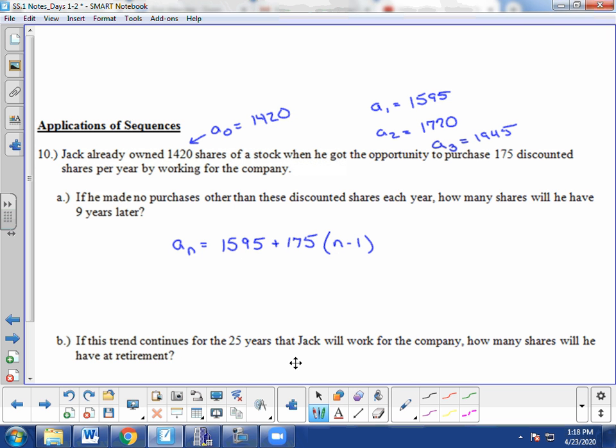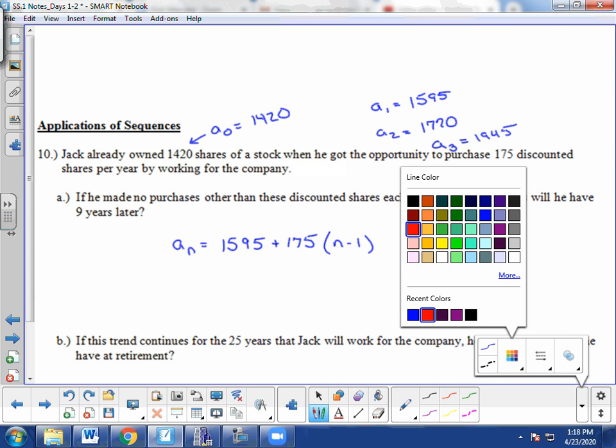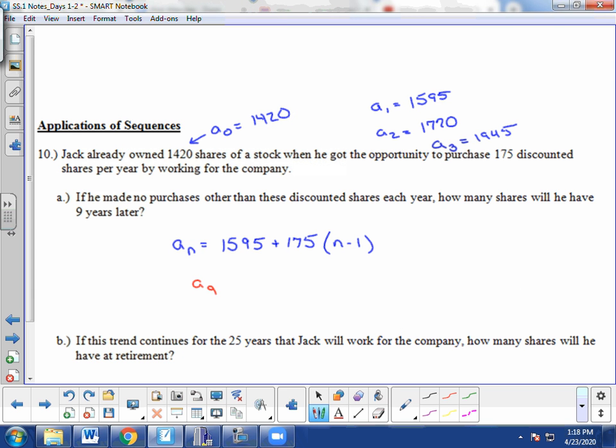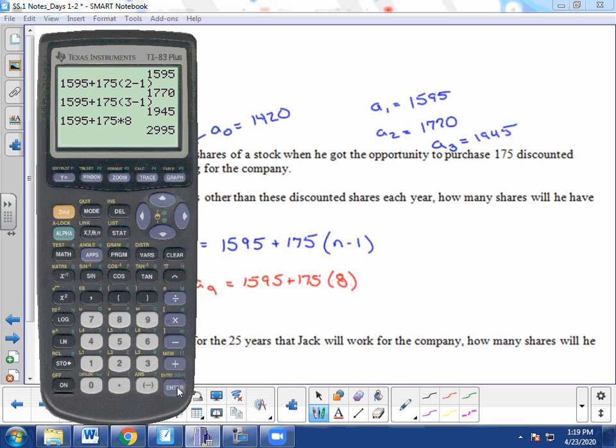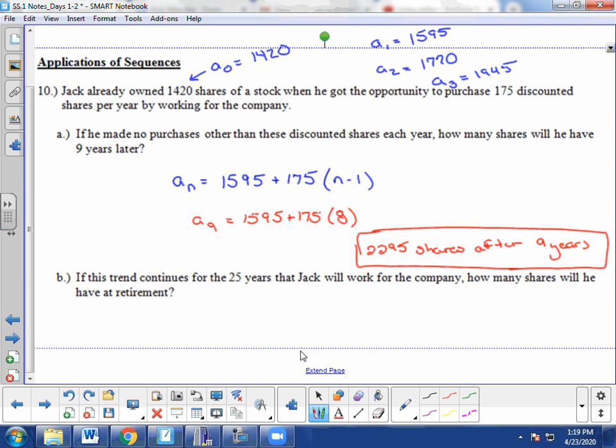So now this allows us to answer the question for A. After 9 years, what is he going to have? So 1595 plus 175 times 9 minus 1, which would be 8. I can do this in the calculator. 1595 plus 175 times 8. I get that he's going to have 2,295 shares after 9 years. Again, this wouldn't be too bad to find by hand without a sequence. But for part B, it's nice to have this sequence.